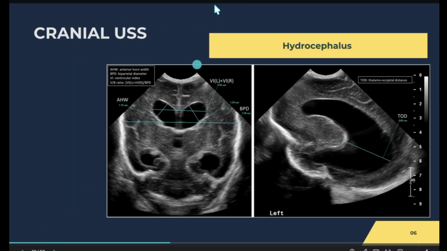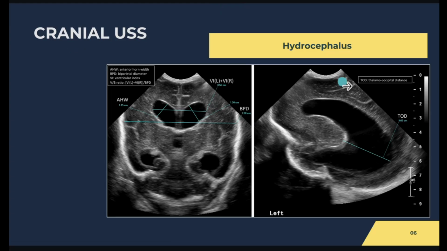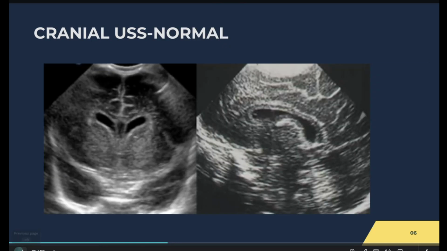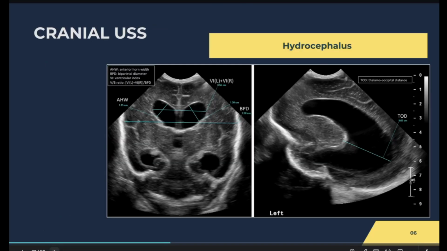So in hydrocephalus, this is what it actually looks like. You can see that the ventricles are much more dilated, and you can make measurements as well. There's dilatation here and here as well. And this is a different view, I believe, a sagittal view. So you can see it's much more dilated compared to the previous image, which is here, where they're quite small and you can't see the horns as well.